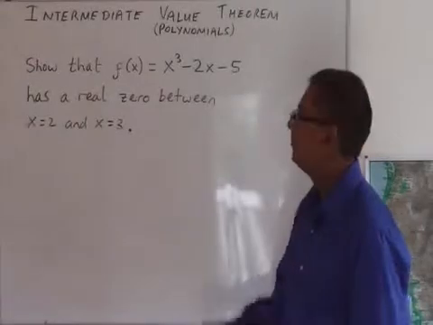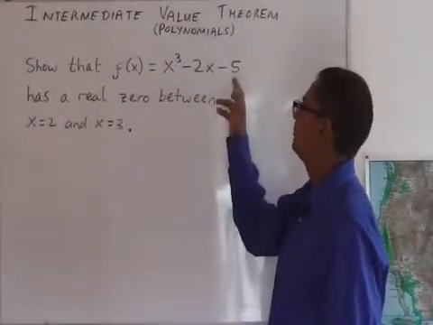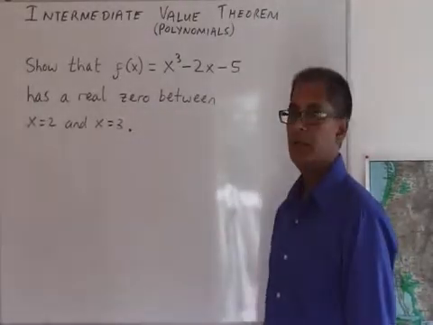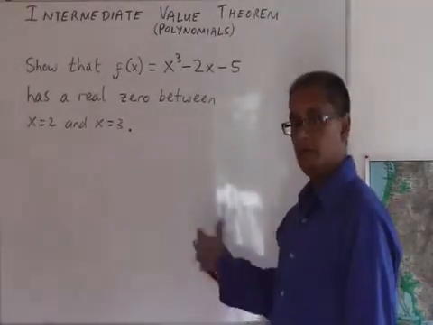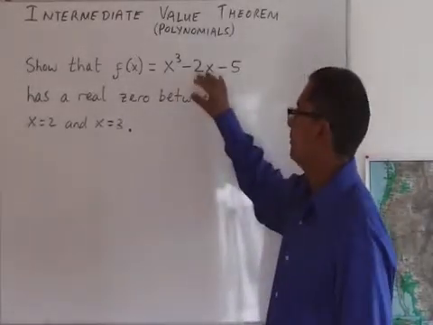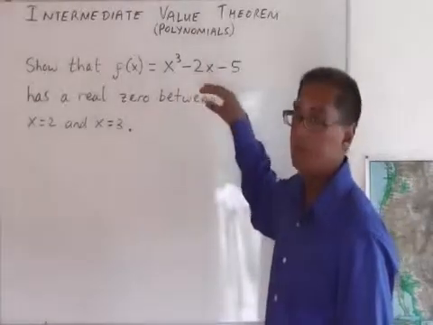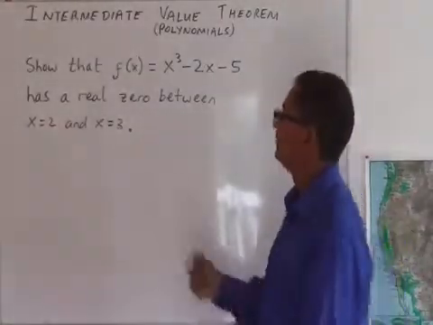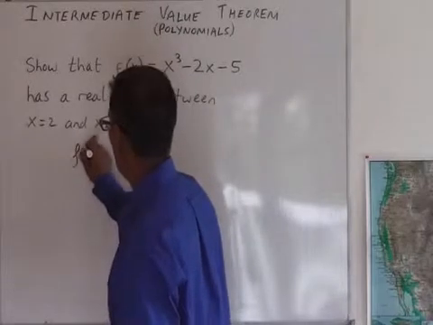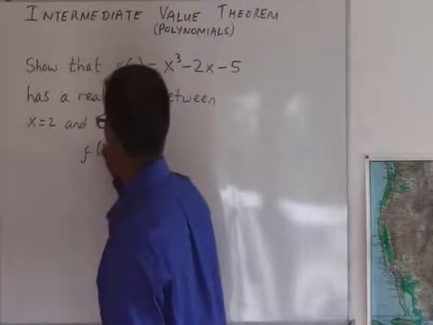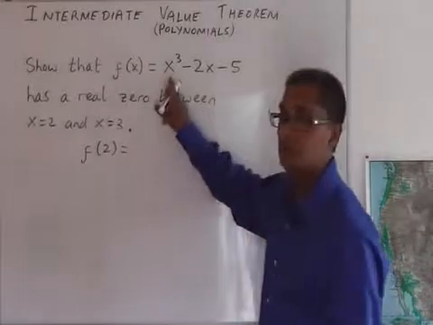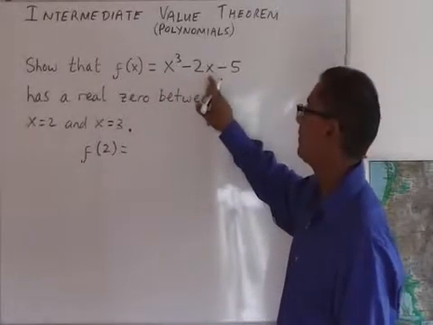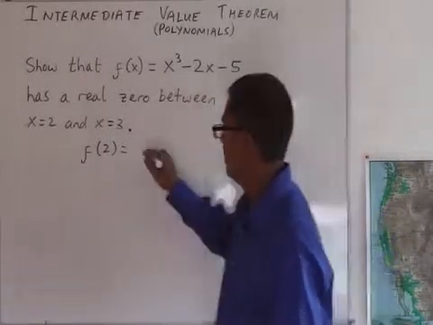Alright, so we have this problem. Show that f of x equals x cubed minus 2x minus 5 has a real 0 between x equals 2 and x equals 3. According to the intermediate value theorem, first of all, this is a polynomial, so it must be continuous. And we just have to figure out f of 2. Plug in 2: f of 2 is 2 cubed, 8, minus 2 times 2. So 8 minus 4 is 4, minus 5 is negative 1.